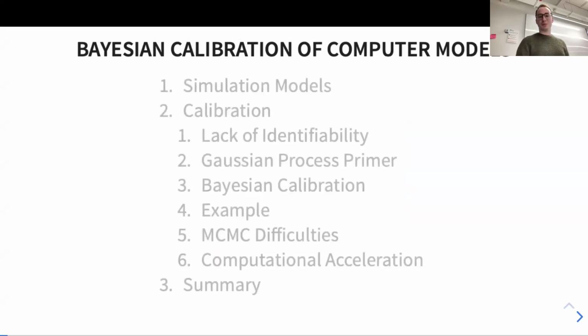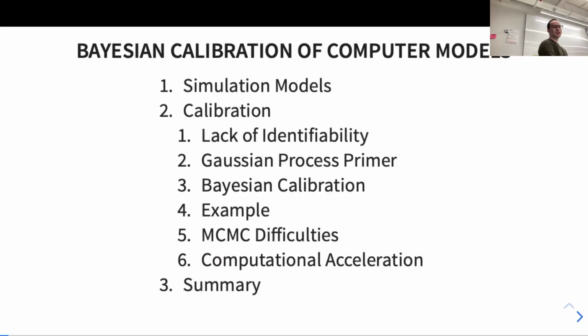So what am I going to talk about? I'm going to first introduce simulation models in general, and talk about what a simulation model is and some of the most important aspects with regards to calibration. And then I'm going to talk through calibration: what calibration is, a lack of identifiability, and give you a Gaussian process primer.